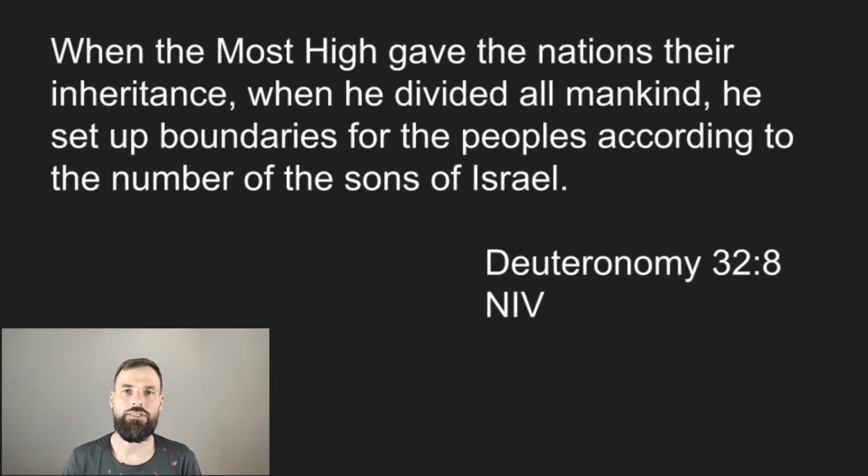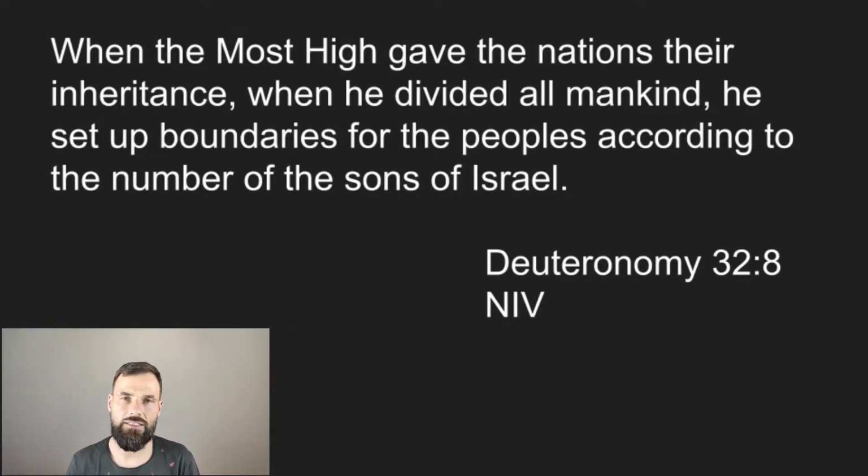But we are not going to be focusing on the content of the passage. We are going to be focusing on what happened to the text. And it is a fascinating story. Let's start by reading the verse first. We are using the NIV translation. When the Most High gave the nations their inheritance, when he divided all mankind, he set up boundaries for the peoples according to the number of the sons of Israel.